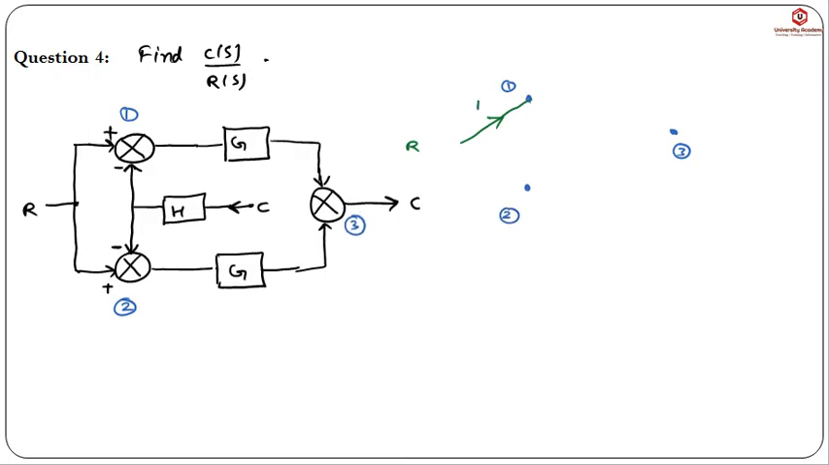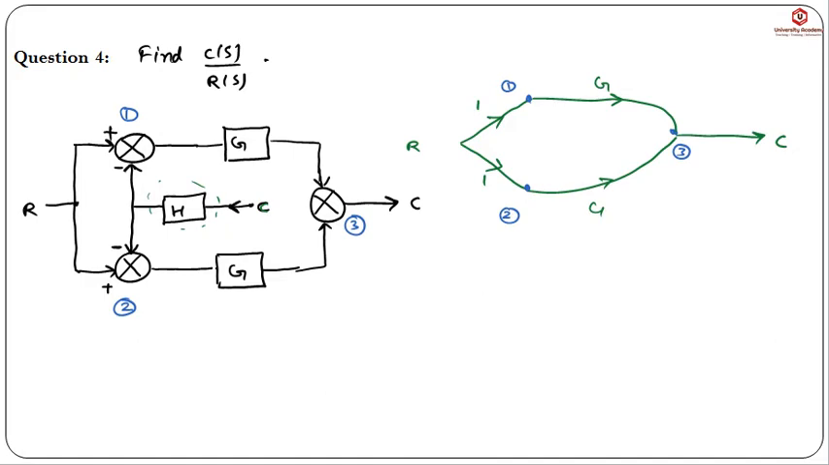Similarly, this input R is going to node 2 also, and nothing is mentioned, which means the gain is unity. Now node 1 and node 3 are connected. You have to see the branch direction, so it is going like this, and the gain is g of this path. Similarly, node 2 is connected to node 3, like this, and again the gain of this path is g. From the third node we are taking the output C. Now if you observe this path, this node C is going to node 1 and node 2 with a gain of minus h.